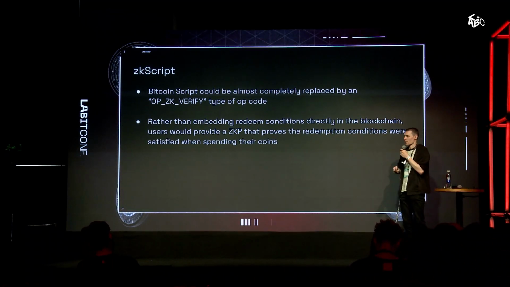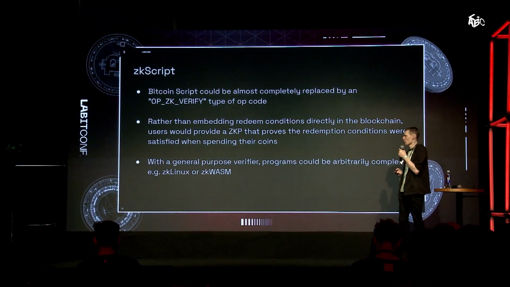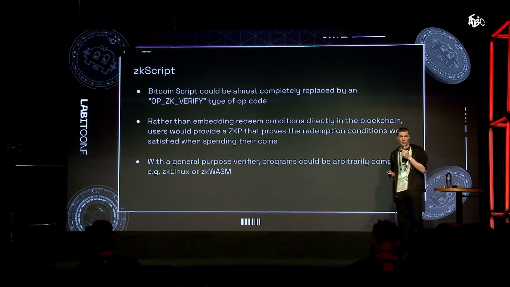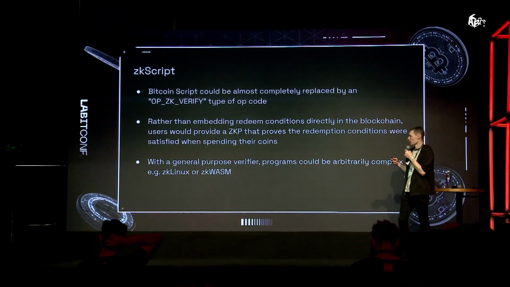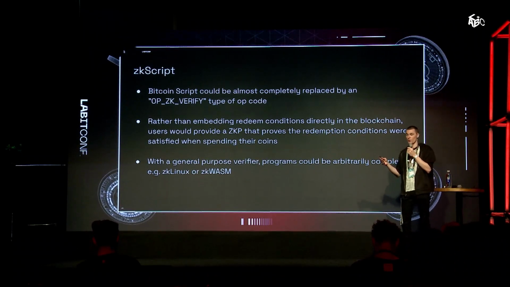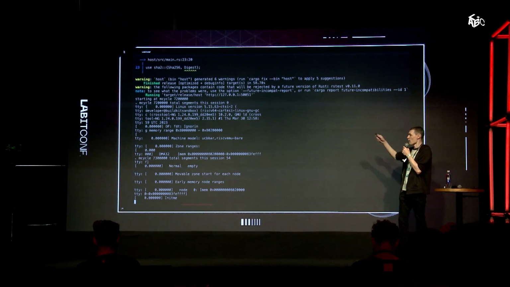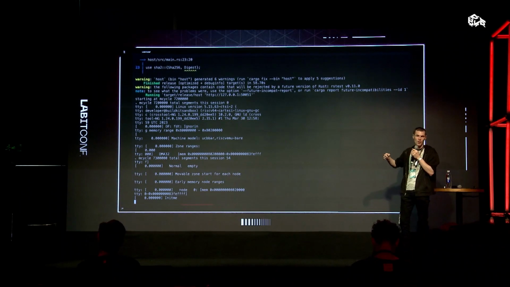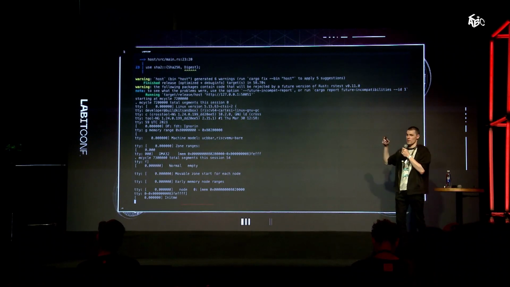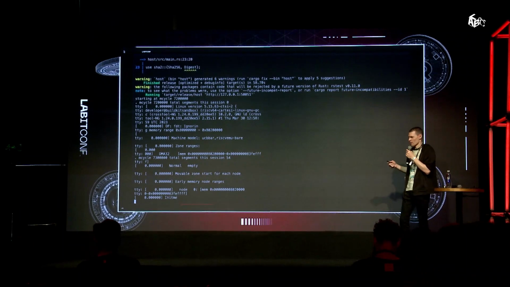So rather than embedding the redeem conditions directly in the blockchain, users just provide a zero-knowledge proof that the rules were followed. And with a general purpose verifier, programs could be arbitrarily complex. And there are actually proofs of concept out there of general purpose zero-knowledge proof systems like ZK Linux or ZK Wasm. And here's an example proof of concept that was just published a few weeks ago showing the Cartesi machine being used with RISC Zero to emulate a Linux computer in zero knowledge. It's kind of mind-blowing.